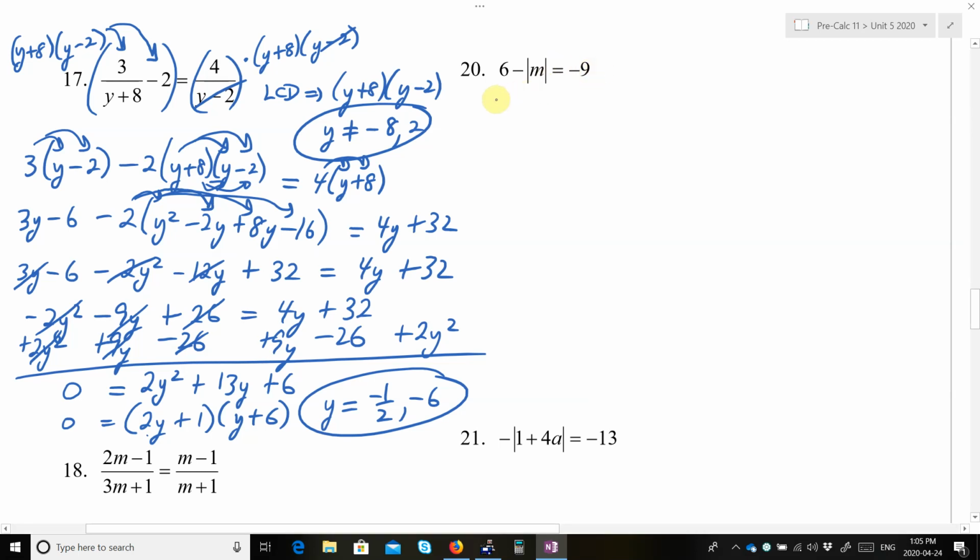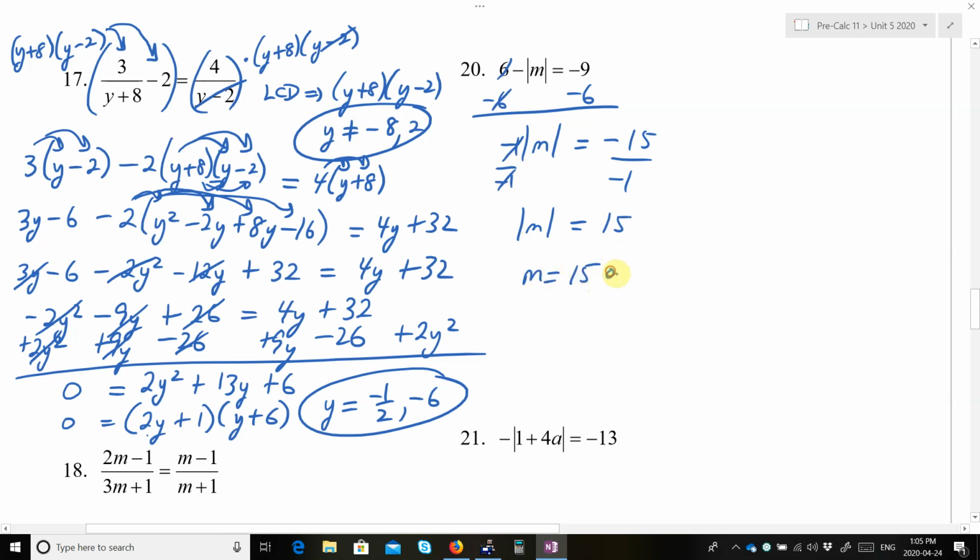Let's subtract 6 from both sides. Negative absolute value of m equals negative 15. Divide both sides by this negative 1. Absolute value of m is equal to positive 15. This means that m equals 15 or negative 15.